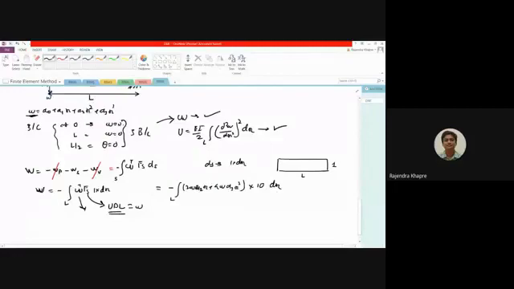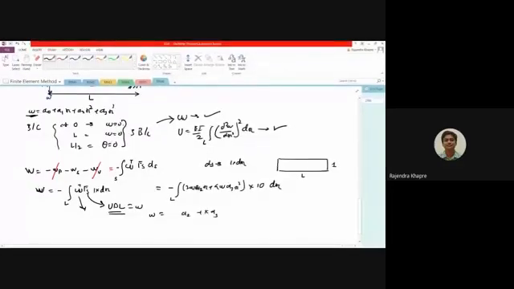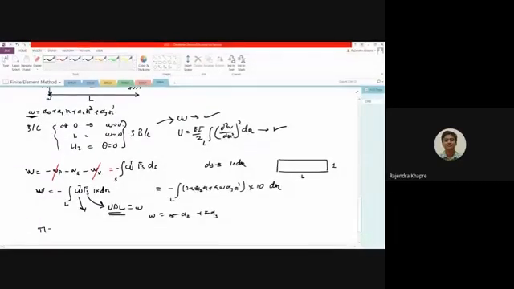Okay, so like this you have to solve this, and at the end you are going to get the value of W in terms of A2 and in terms of A3. Here you have some value, here also you will have some value. So then finally again you have to do the same thing, that is the total potential energy is the sum of strain energy plus work done.